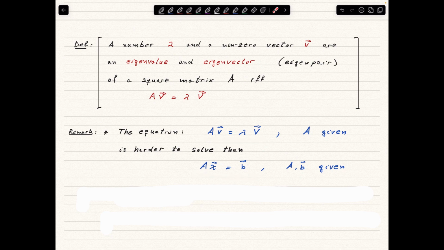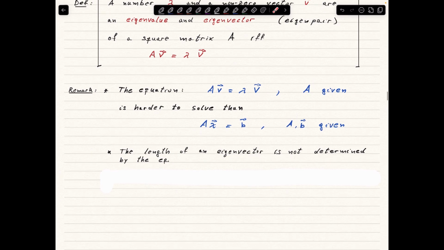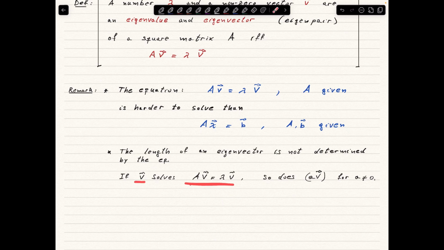Okay. Second comment: the eigenvalue eigenvector equation, sometimes we call it the eigenpair equation, does not determine the length of the vector v. So the length of the eigenvector is not determined by the equation. What do we mean by that? In other words, suppose you have a vector v that is a solution of the eigenvector equation. Then any non-zero multiple of that vector is also a solution.